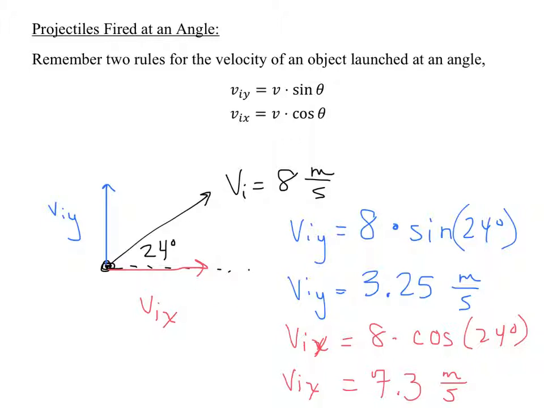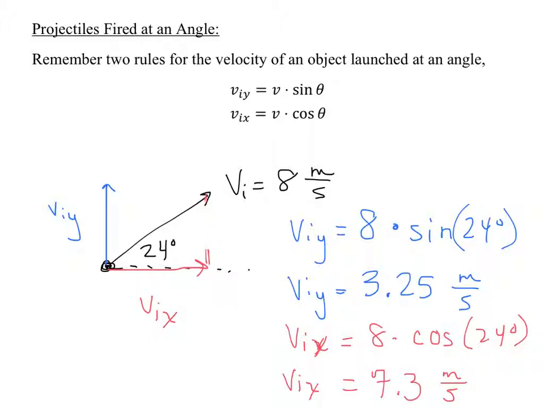Okay? Look, you started with 8 meters per second as the overall velocity. The components of it are always less because it's like the legs of a right triangle. If you finish off the right triangle here, the hypotenuse is 8. We're really finding the adjacent and the opposite legs. They have to be smaller than 8. So if you get any answers bigger than what you started with, it doesn't make sense. Clearly we're good. We got 7.3 and we got 3.25. So we're okay so far.